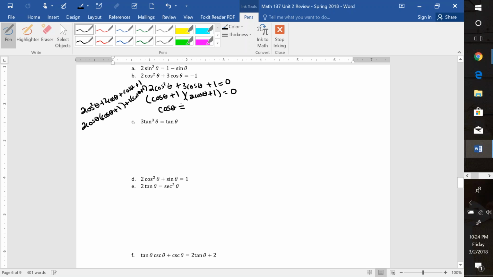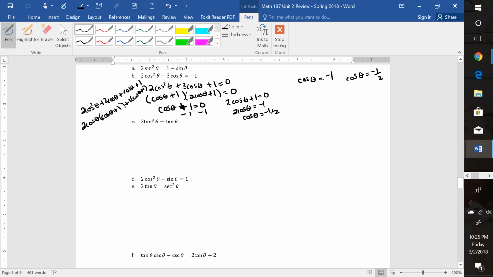So this would be cosine theta plus 1 equals 0, so we would subtract 1. So one solution that I'm going to pursue is when does cosine of theta equal -1. The other one is 2 cosine theta plus 1 equals 0, so I'm going to subtract 1 and then divide by 2. So I'm looking for when cosine of theta is -1/2.